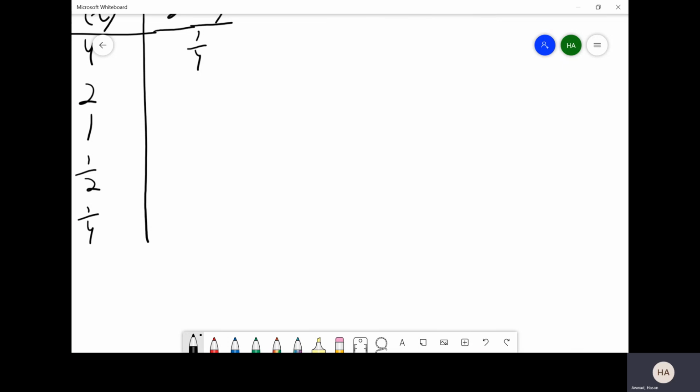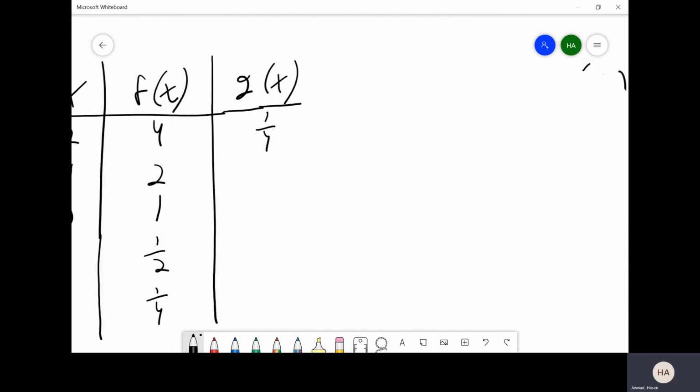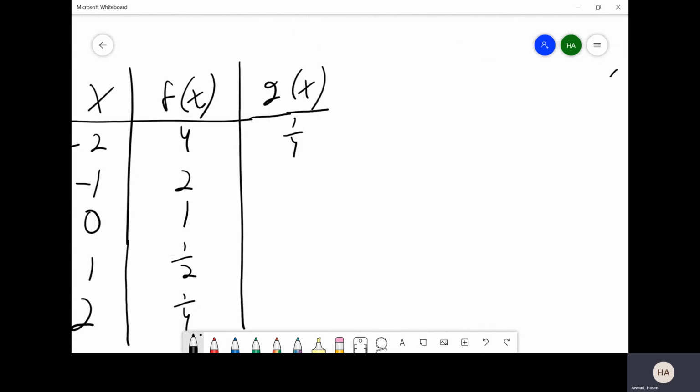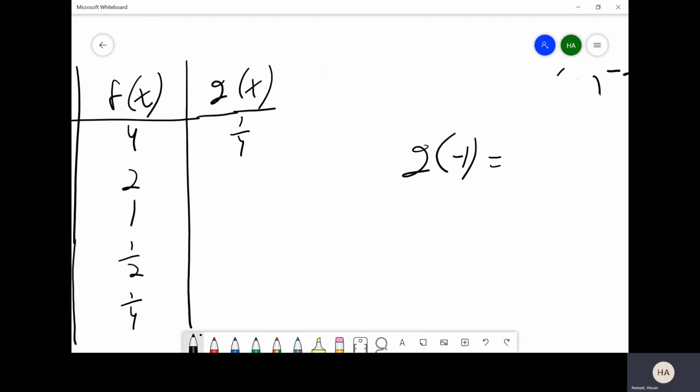Okay, so now we have to figure out the G column. So figuring out the G column together, we have to do G of -1. Well, G is 2 to the -1. And what that does is that just flips it on its head, right? So we have 1/2 because that's 2 over 1 raised to the -1 power. So it's 1 over 2 to the first power, which is just 1/2. So we get a 1/2 right here.